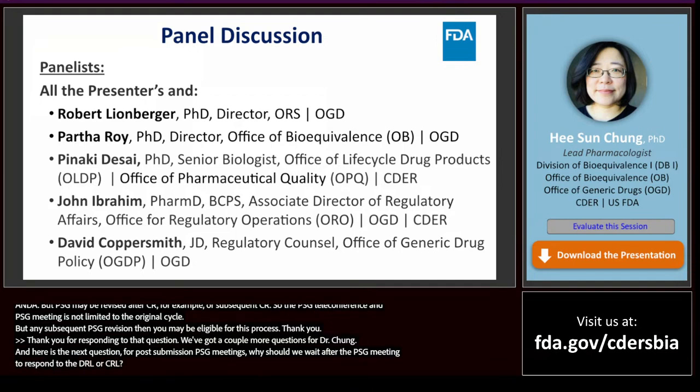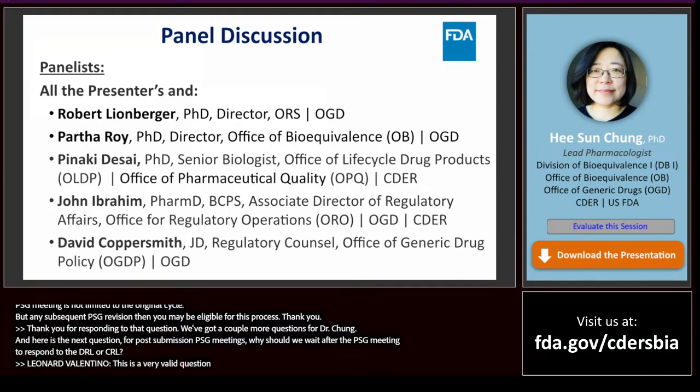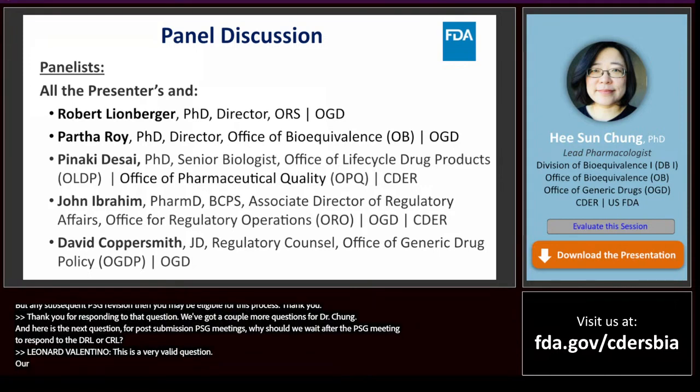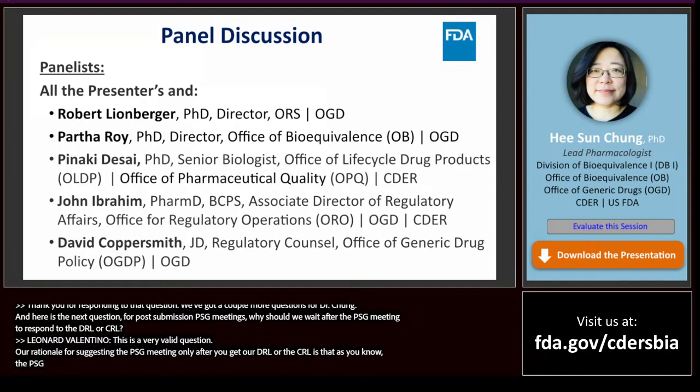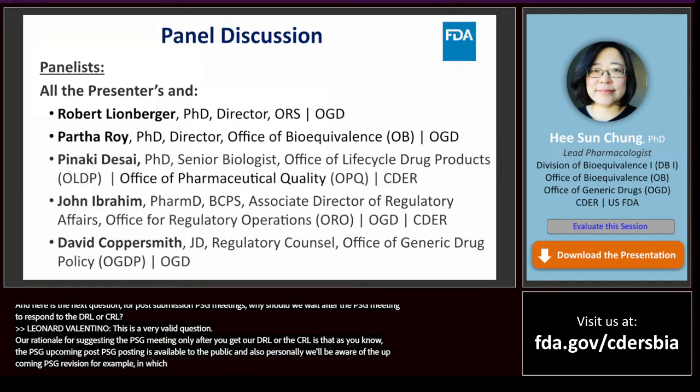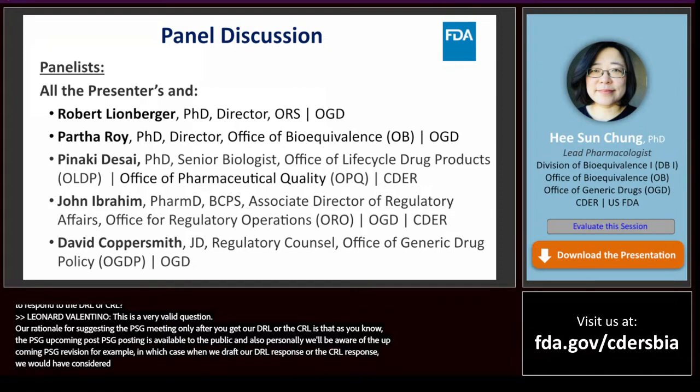This is a very valid question. Our rationale for suggesting the PSG meeting only after you listen or get our DRL or the CRL is that, as you know, the upcoming PSG posting is available to the public, and also internally we'll be aware of the upcoming PSG revision, for example. In which case, when we draft our DRL response or the CRL response, we would have considered the impact from the PSG revision on what may be needed for your application moving forward.